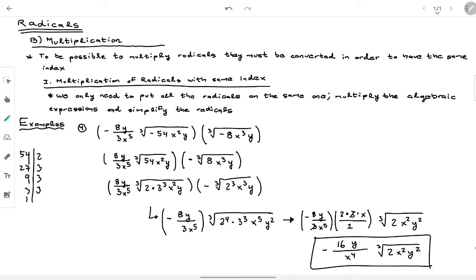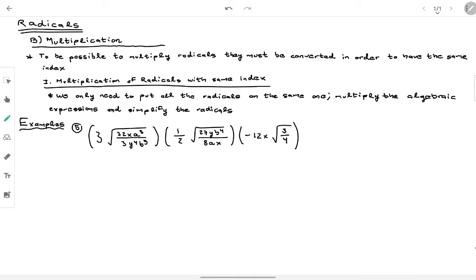So as always, the idea is to multiply the coefficients, what's outside the radical, then put the radicals in a single radical, take out whatever it's possible to take out, and simplify our answer. So let's see one last example. In this exercise, it's going to be exactly the same.